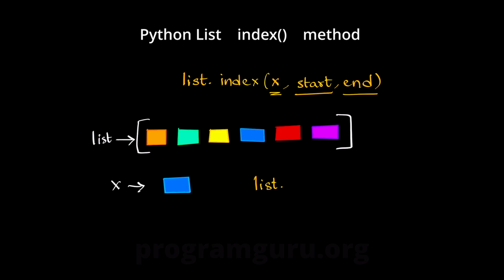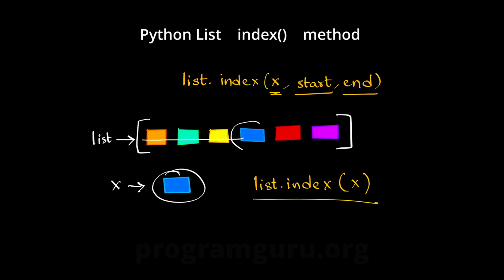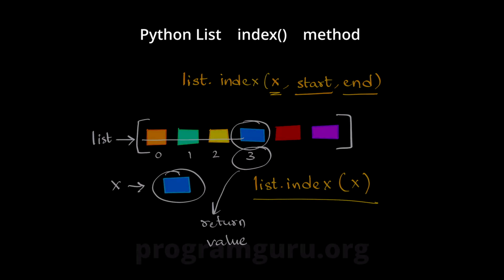Consider a list of items. When we call index method on this list and pass x as argument, then the method searches for the item x from the starting of the list, and when it finds the item x, it returns the corresponding index. If the item x is not present in the list, then index method raises value error.